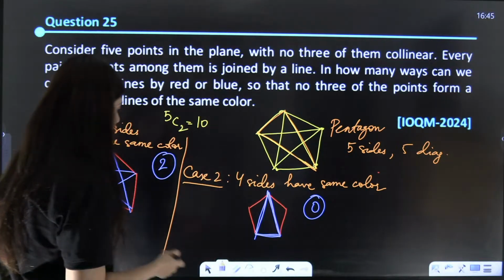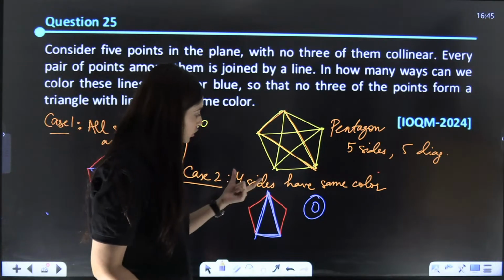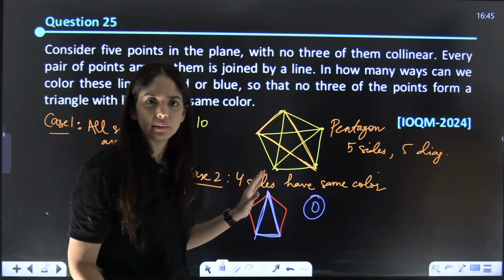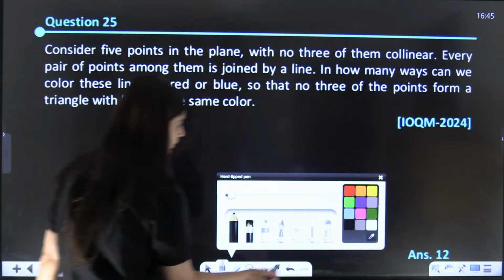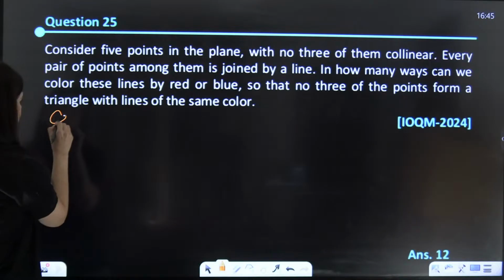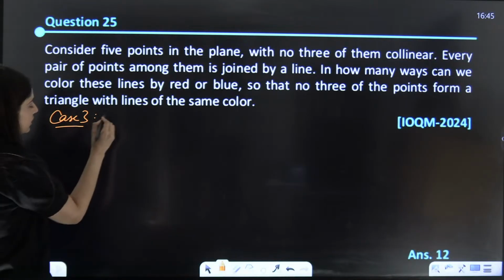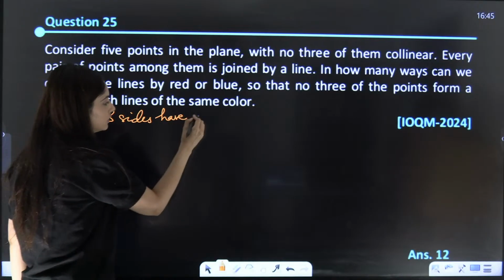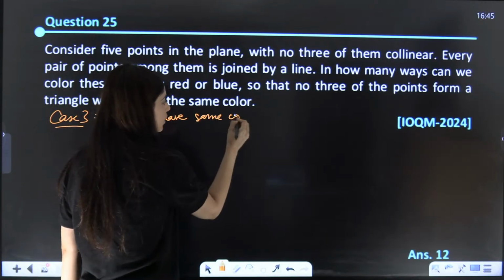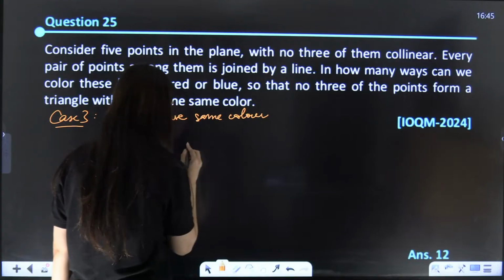Now let's move on to the next case where 3 consecutive sides have the same color, or 3 sides have the same color. Okay. So now case 3 is 3 sides have the same color. Now there are 2 options for that.